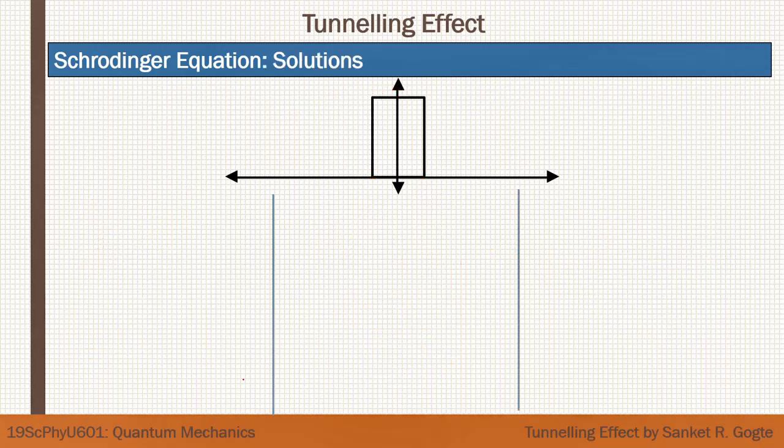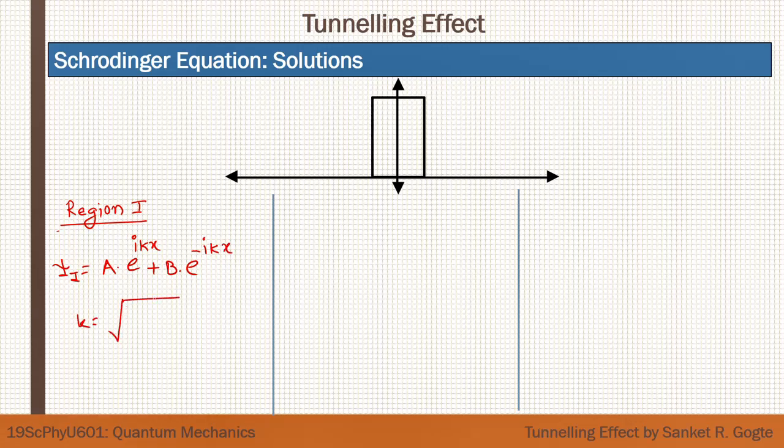Now in region 1, I will write the solution in each of these regions. So in region 1, the solution is as follows. Psi 1 is equal to a into e to the power i k x plus b into e to the power minus i k x, where k, remember, is square root of 2m e by h cross square.